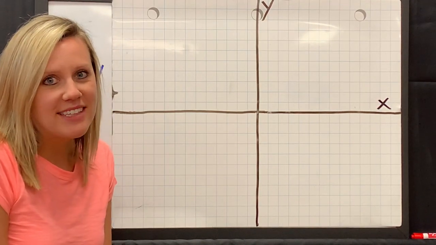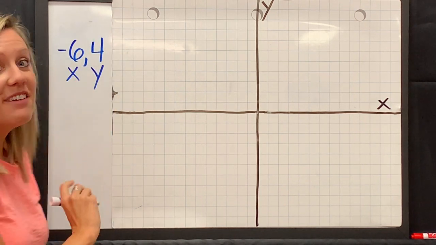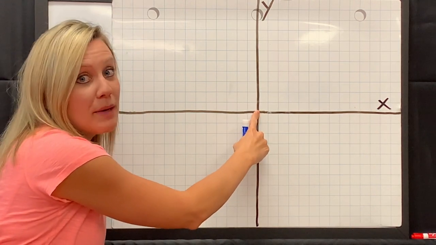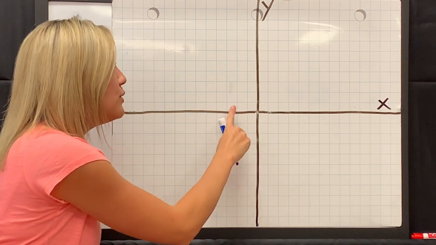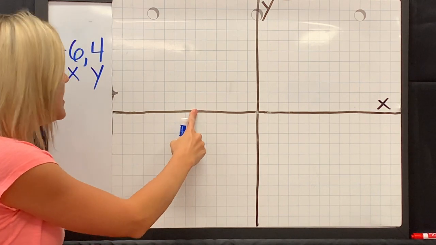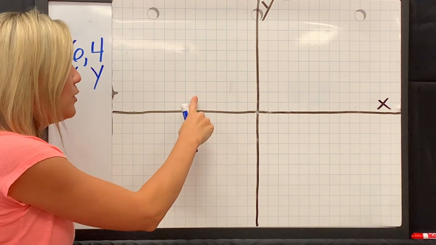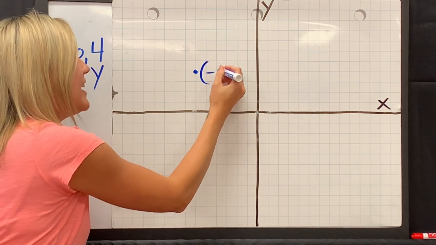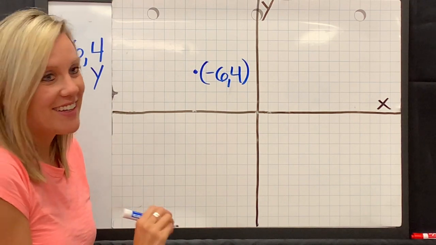Let's do another one. Let's do the point (-6, 4). So -6 is our x, and since it's negative this time, I'm going to start here at the origin and I'm going to move left. I'm going to count 6 spaces left. 1, 2, 3, 4, 5, 6. And my y is 4, and I'm going to go up 4 because that number is positive. 1, 2, 3, 4. And here is the point, (-6, 4).